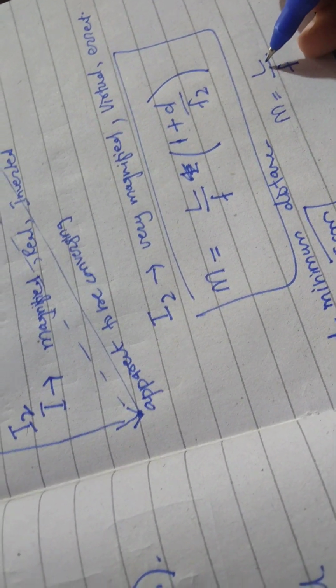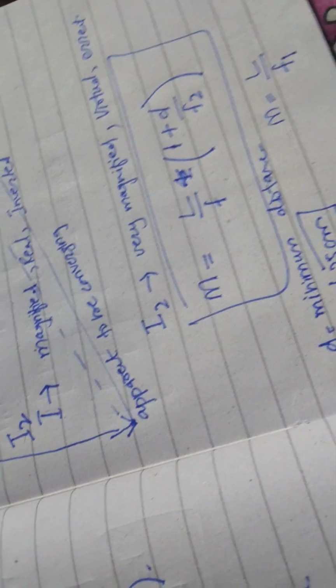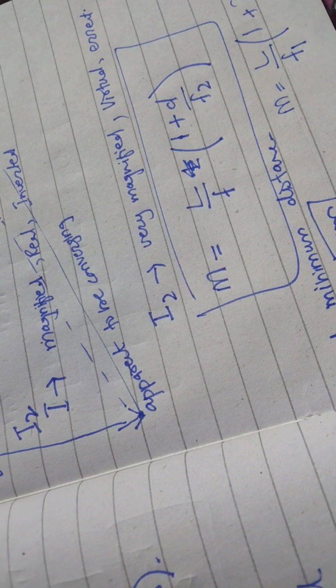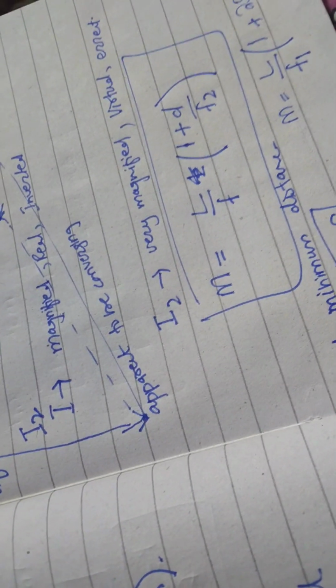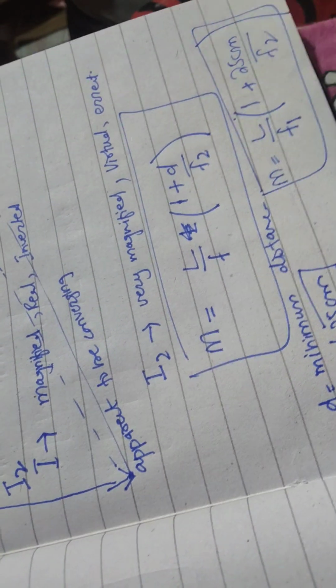Here L is the distance between two lenses, and F1 is the focal length of lens number 1, into 1 plus 25 centimeter upon F2, the focal length of lens 2. So basically this is the formula for the magnification of the compound microscope. I hope this is clear to you.